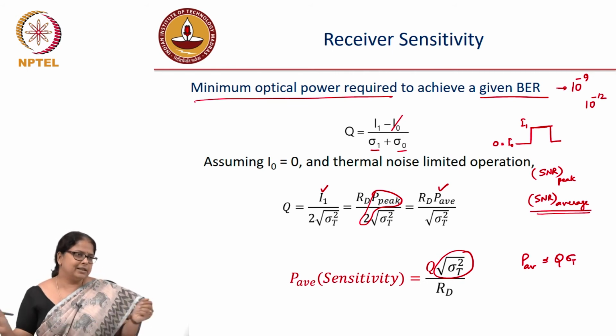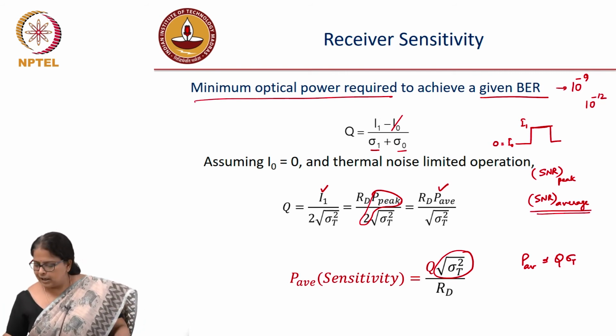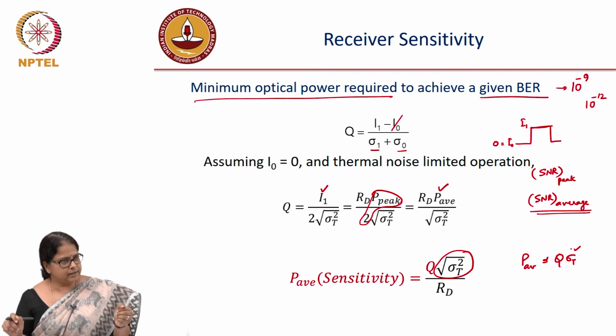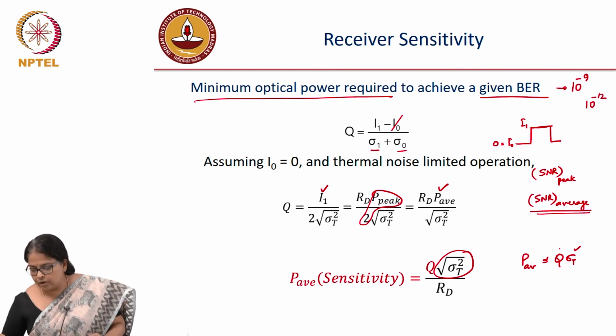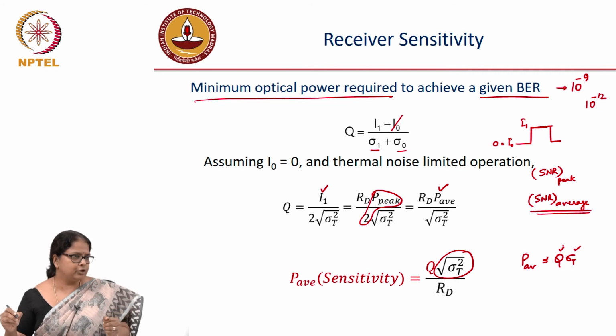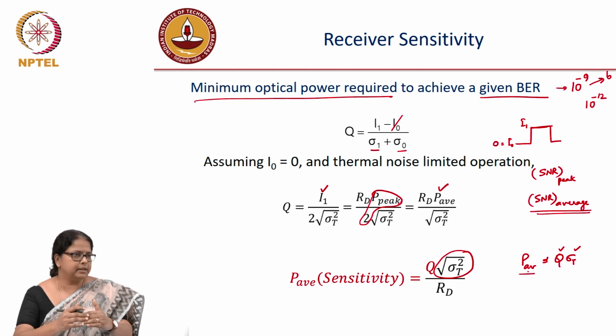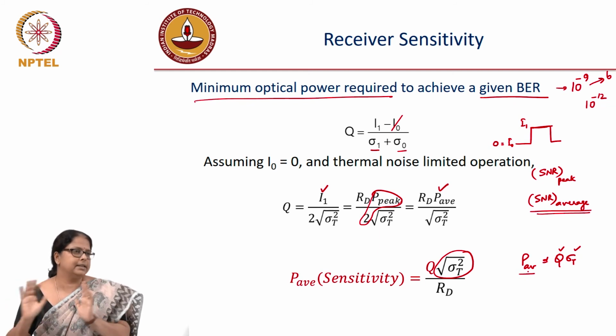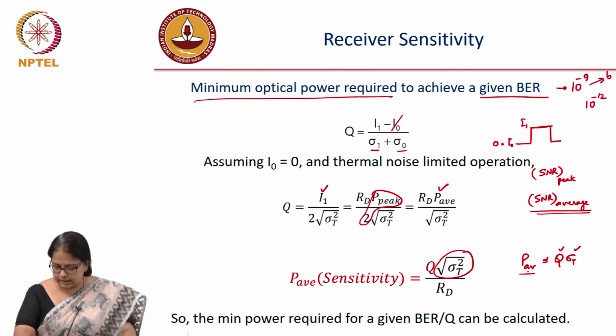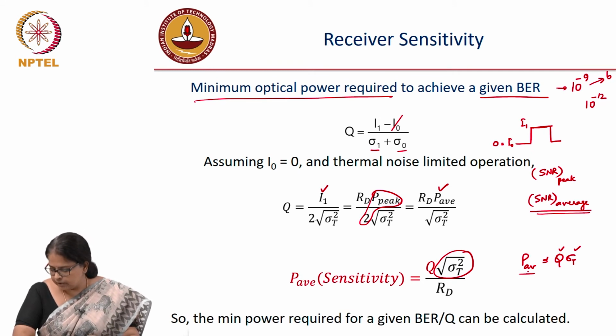So finally, the system engineer now can say that depending on the bandwidth, you have a certain thermal noise standard deviation. Depending on your requirement of BER, so if your required BER is 10 power minus 9, I know my Q is going to be 6. My required Q, desired Q is 6. So I know what is the average power that should fall on the receiver so that I get this BER. Okay. So that can be calculated for a given BER or given Q. So that completes the discussion on receiver sensitivity.